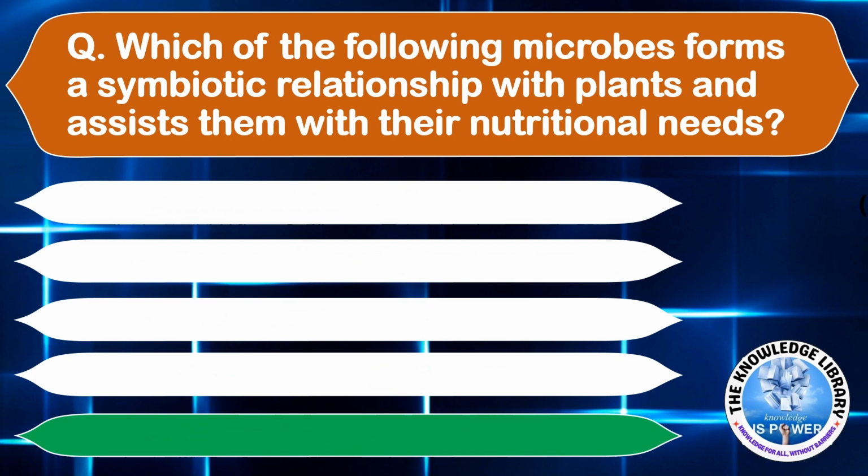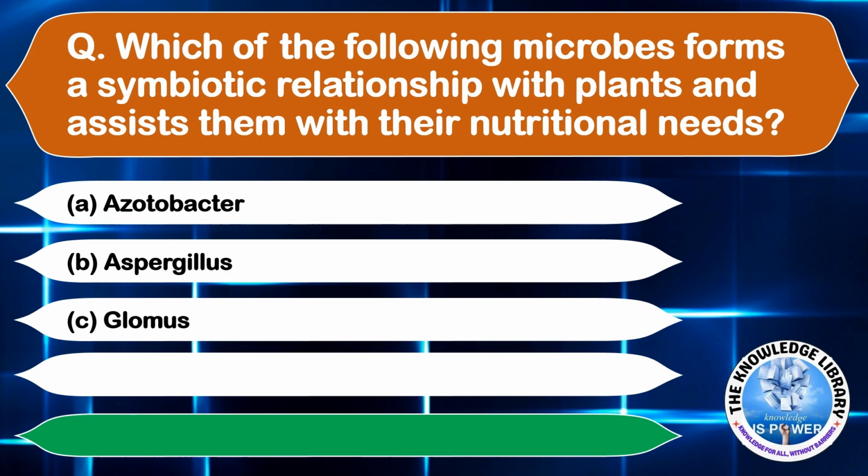Which of the following microbes form a symbiotic relationship with plants and assist them with their nutritional needs? Option A, Azotobacter. Option B, Aspergillus. Option C, Glomus. And option D, Trichoderma. So the correct answer is option C, Glomus. Moving on to the next question.